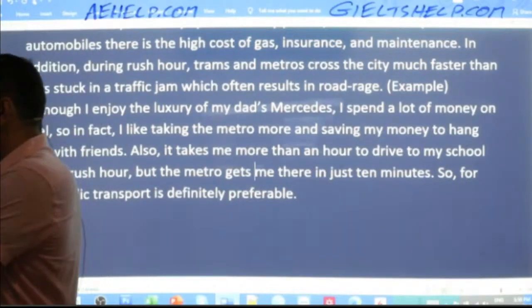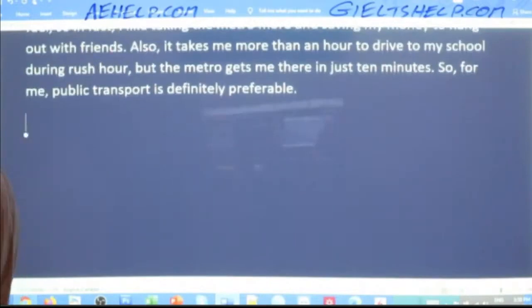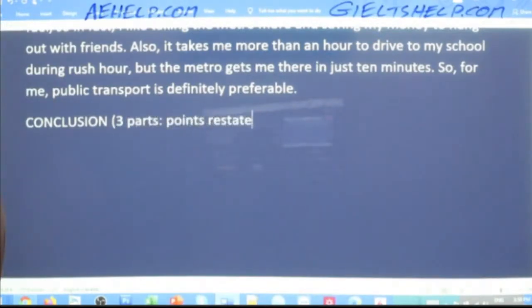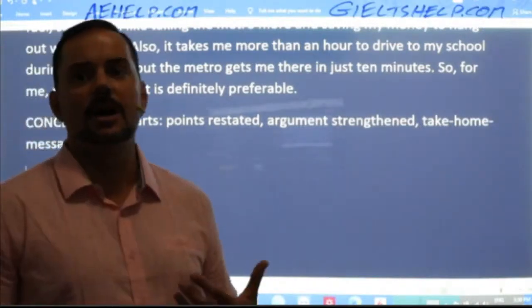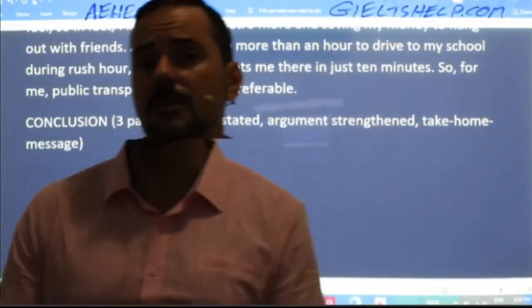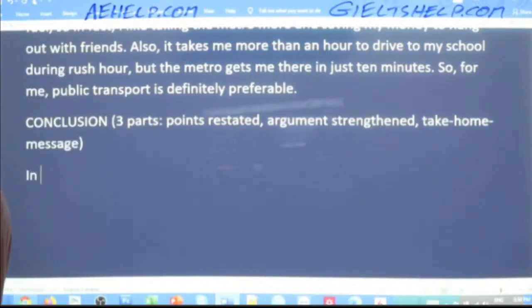So now comes the conclusion, and I want to finish up this essay for you. So I'm going to write the conclusion here and just kind of jump ahead. So the conclusion is simply points restated. It's got three parts, okay? So points restated, argument strengthened, and your take-home message. Okay, so it's got those three points. It's not just simply a repeat of your introduction. So careful with that. It doesn't have to be very long. In the IELTS, start with in conclusion.